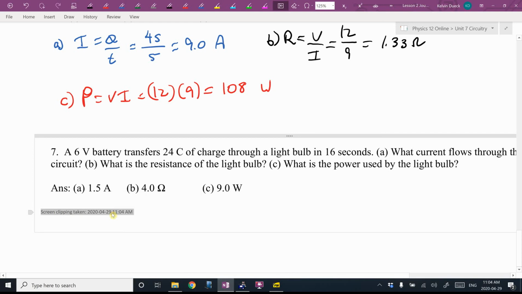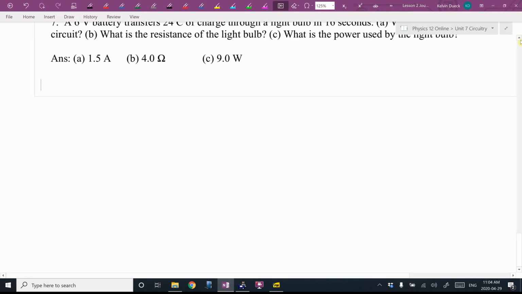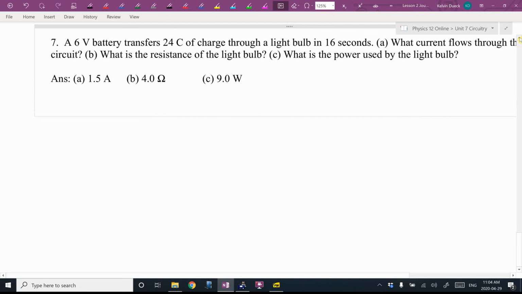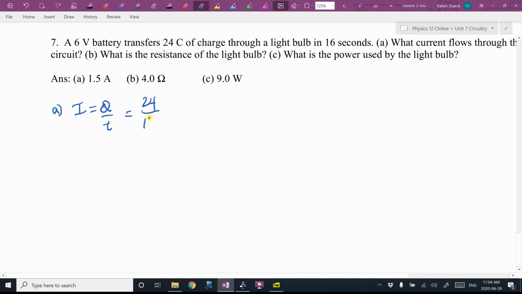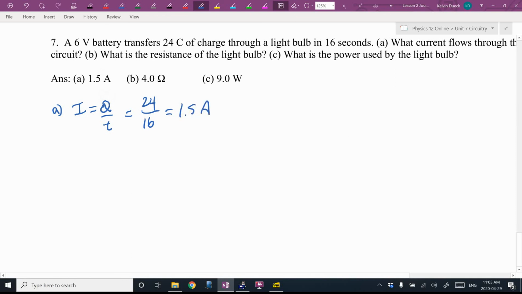A battery, a 6-volt battery, probably a golf cart battery, transfers 24 coulombs of charge through a light bulb in 16 seconds. What current flows through the circuit? Okay. Again, current is Q over T. I see 24 coulombs. I see 16 seconds. Can I do that in my head? Yeah, divide by 8, divide by 8. Oh, it's going to be 1.5, I'm pretty sure. Of course, I've got the answer sitting in front of me. Why am I doing this in my head? Just to check my answer key, make sure I didn't make a silly mistake.